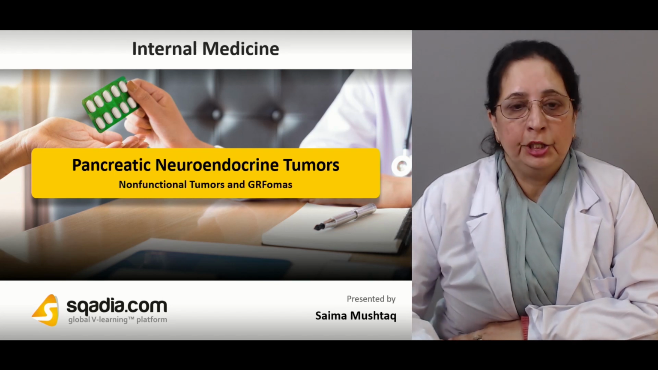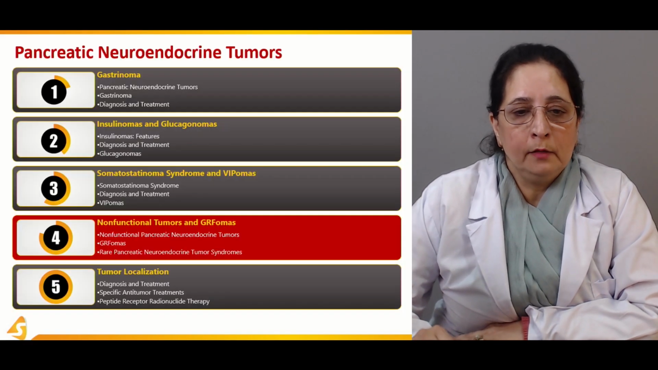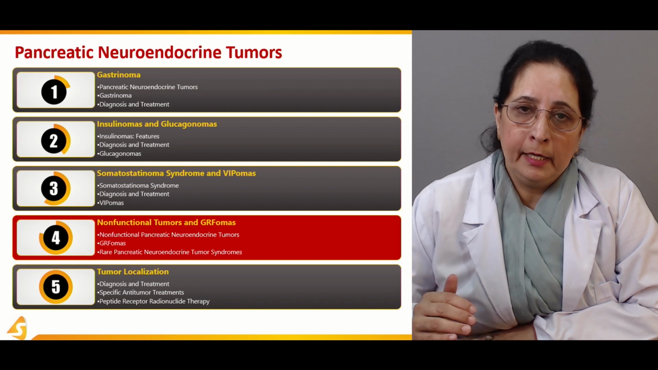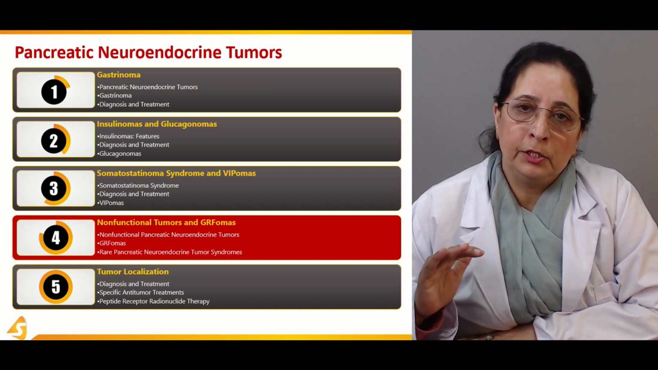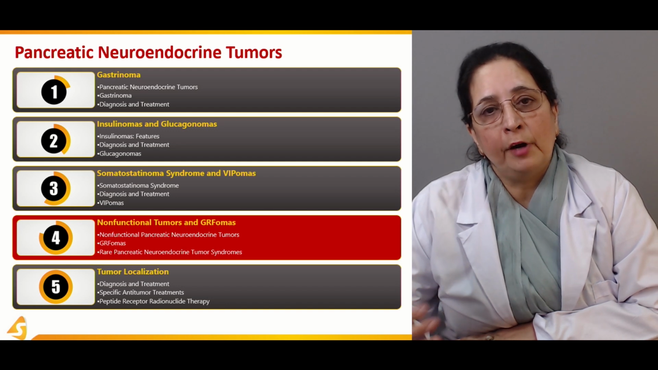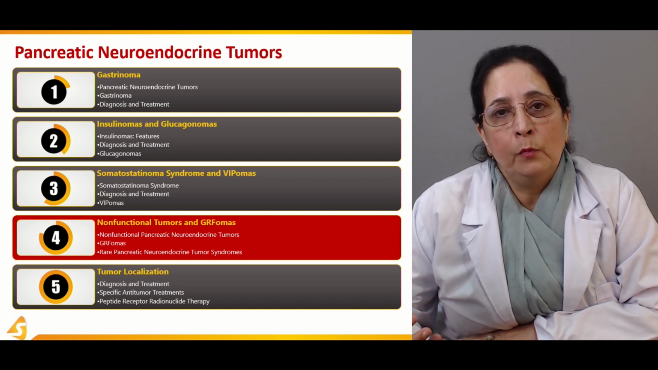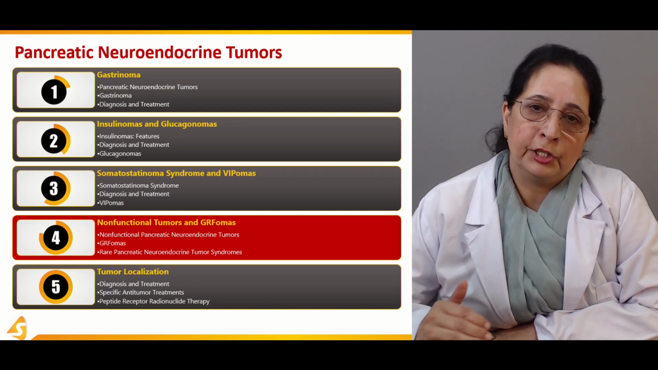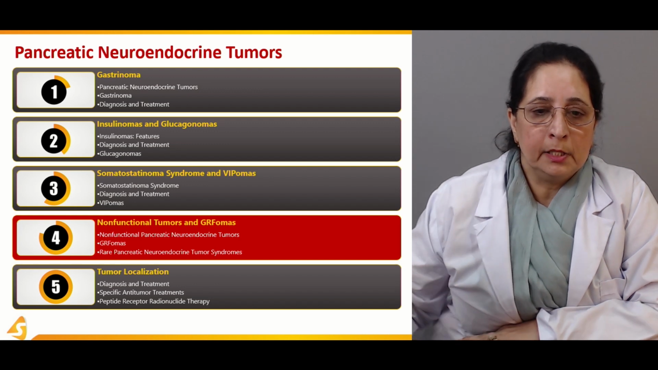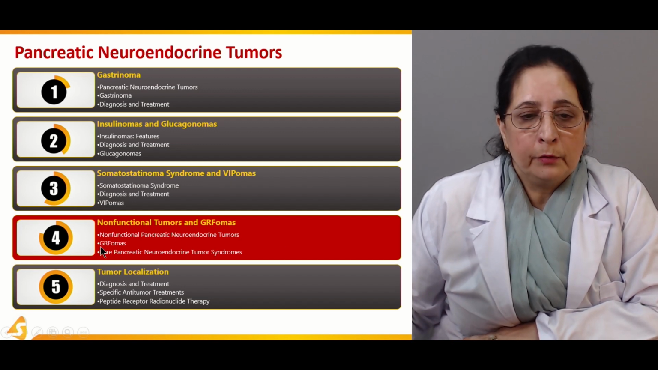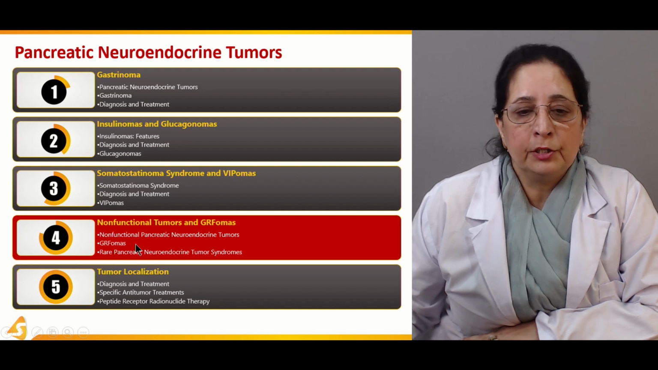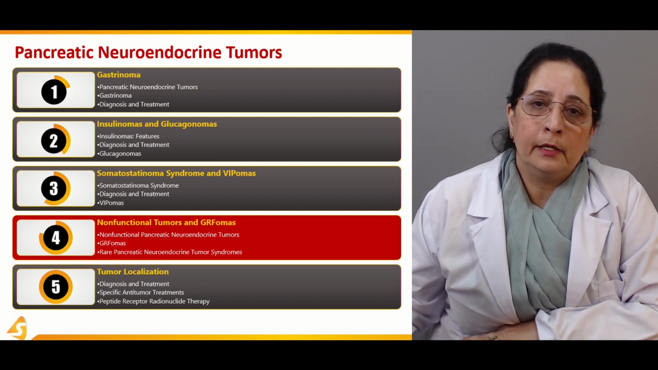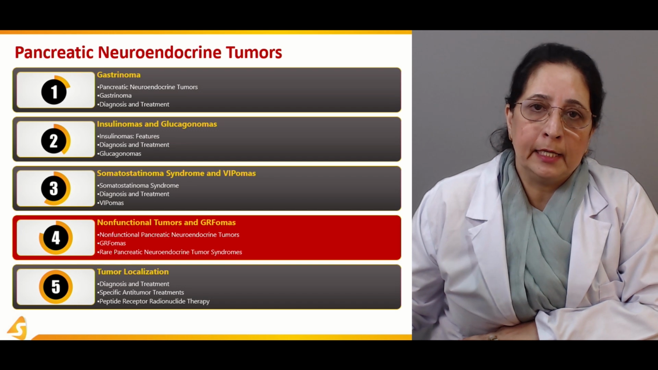In the fourth section, now we will discuss the non-functional tumors and GRFomas. In the beginning of the lecture, I said that the neuroendocrine tumors can be functional, which are associated with more severe symptoms and more severe condition, and the non-functional are also present. So this is non-functional tumors. So we will talk about the non-functional pancreatic neuroendocrine tumors. What are they, what are their features, and how we can treat and manage them.